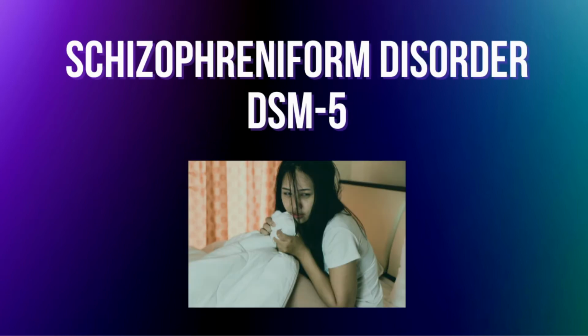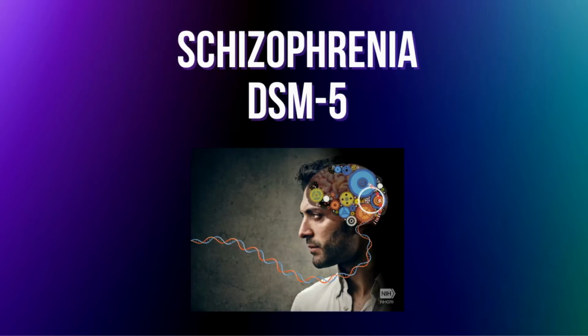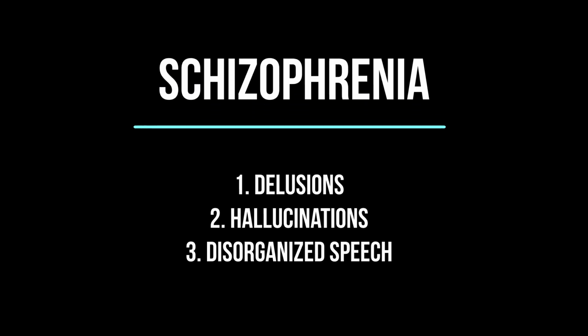In the last video, we talked about schizophreniform disorder, and in this video, we're going to discuss schizophrenia. So let's get started. In order to be diagnosed with schizophrenia, the individual has to have two or more of the following symptoms, with both symptoms being present for at least 30 days. This is different from psychotic disorder as well as schizophreniform disorder. Now, at least one of the two symptoms has to be delusions, hallucinations, or disorganized speech.